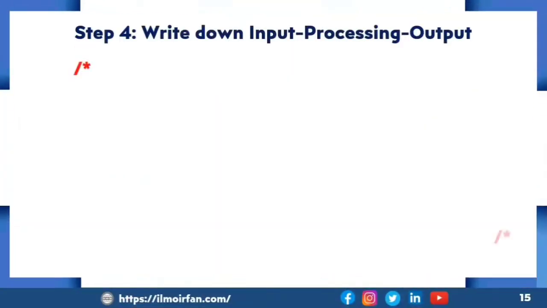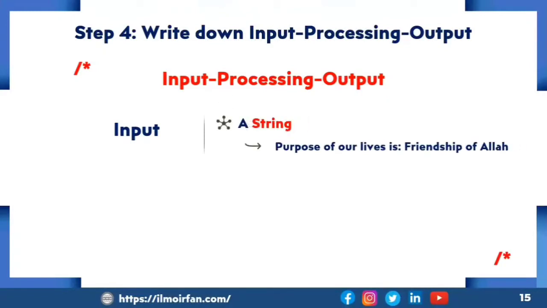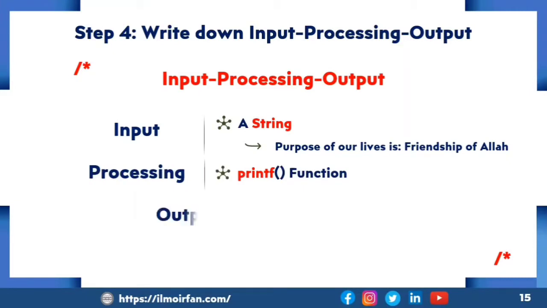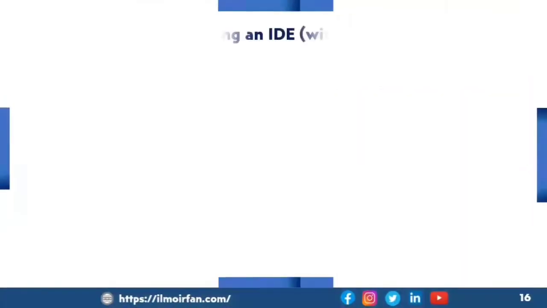Step 4, input processing output. Input of program is a string, that is, purpose of our lives is friendship of Allah. For processing, I have used the printf function to display the input string on the output screen. Output of a program is also a string, that is, purpose of our lives is friendship of Allah.